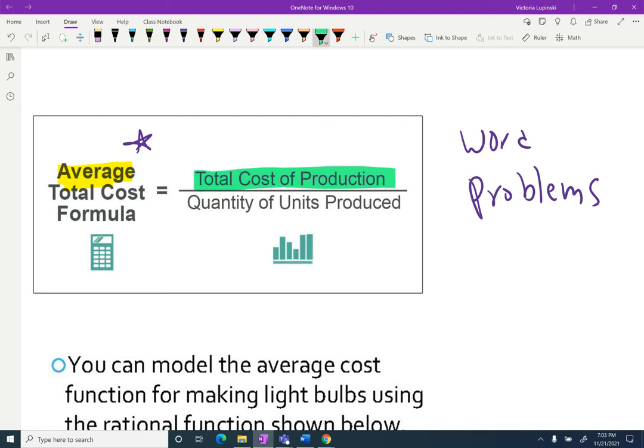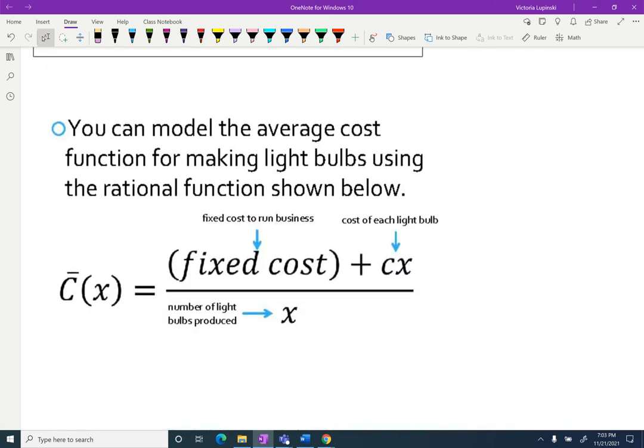So the total cost is usually a y equals mx plus b. Doesn't have to be, but a lot of the time it is. And when it comes to the bottom number, if you're trying to take an average, you always divide by the number of items that you're producing. And if you don't know what it is, you call it X. So there's a little example here. You are trying to model the average cost for making light bulbs using a rational function. So on the top, this is some version of y equals mx plus b.